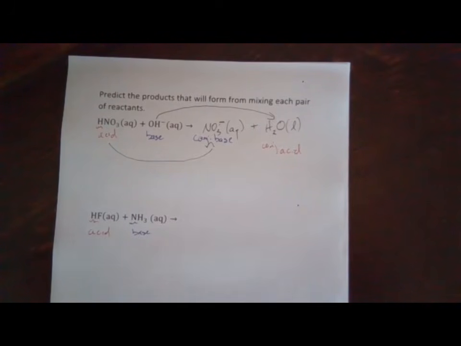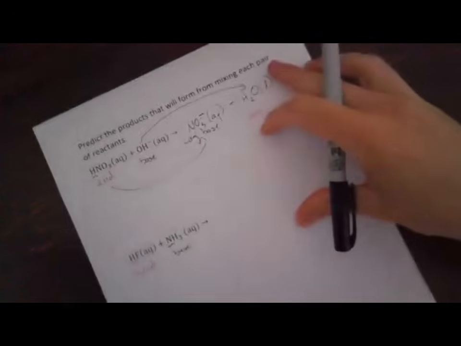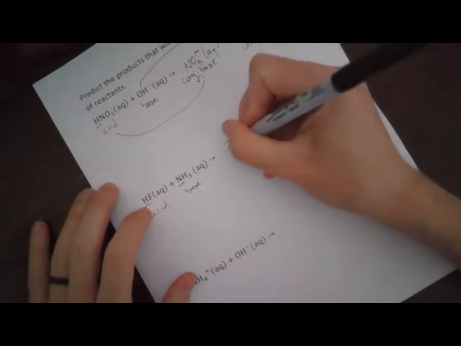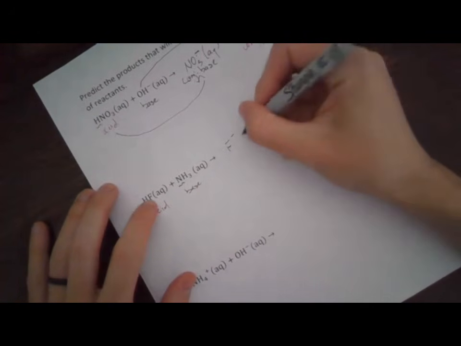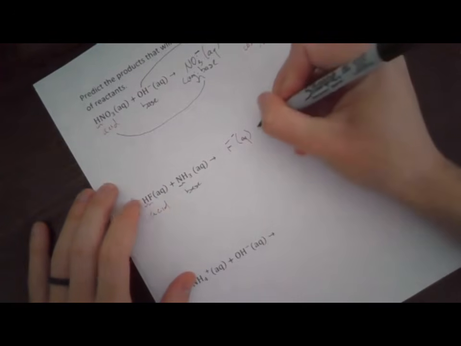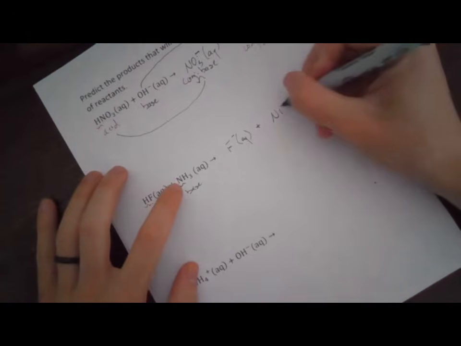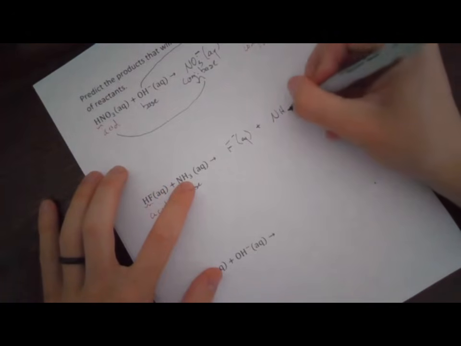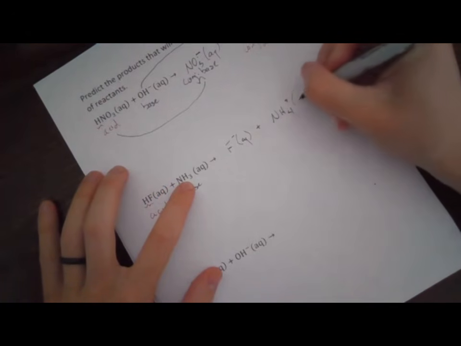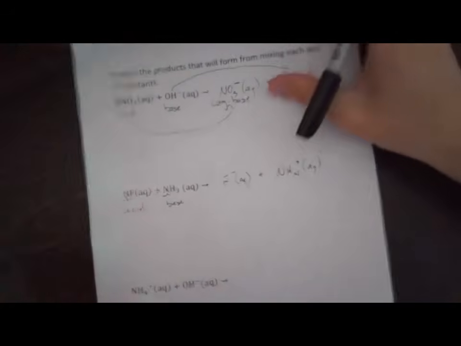Once we designate that HF is going to be the acid and NH3 is going to be the base, we can expect what's going to happen from there. The HF is going to donate an H+, so you're going to be left with F minus aqueous. The N is still going to be there, plus the H, but instead of having 3, you go to 4, NH4 plus aqueous.